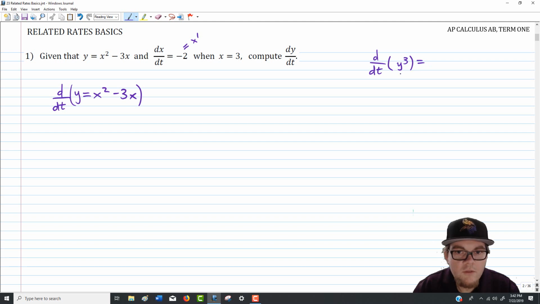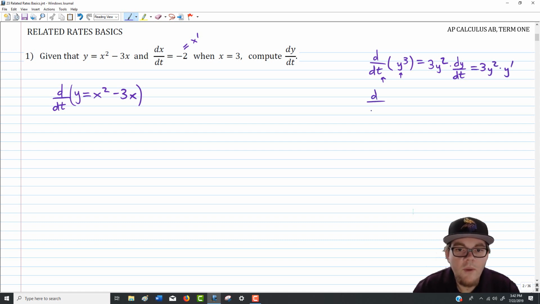Because we have a y and we're differentiating with respect to t, we're going to do this implicitly. We'll have 3y squared, since that's the rate of change formula for y cubed. Then we multiply by the derivative, which is technically dy/dt, the rate of change of y with respect to t. This is the chain rule that we're doing here. We would often write this as 3y squared times y prime.